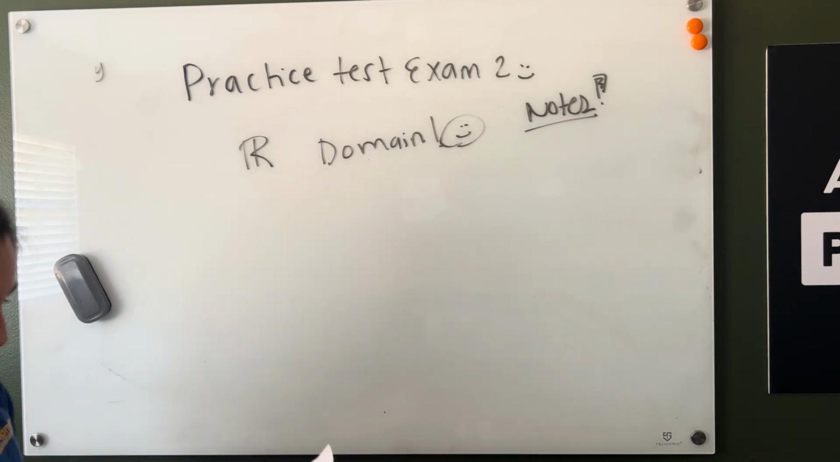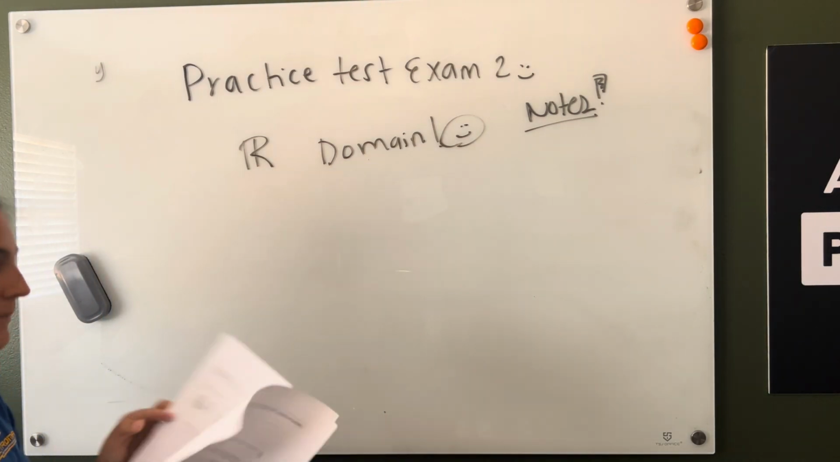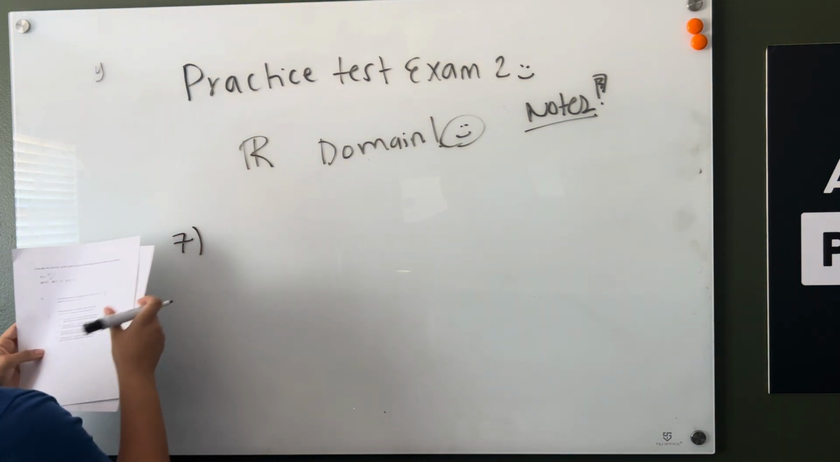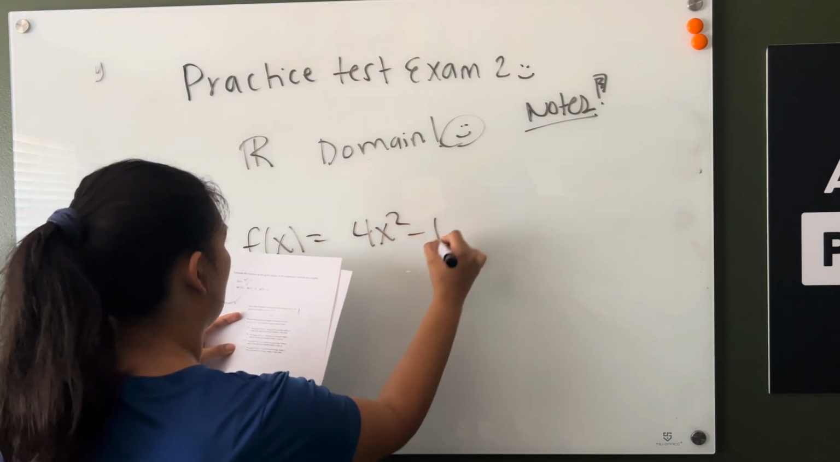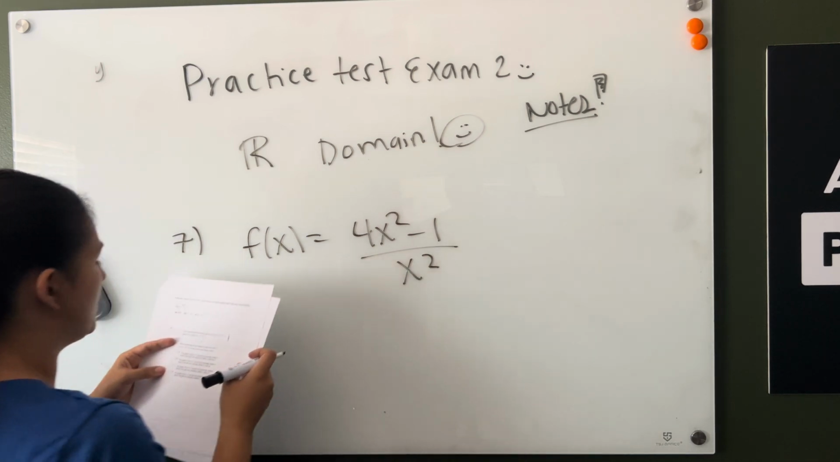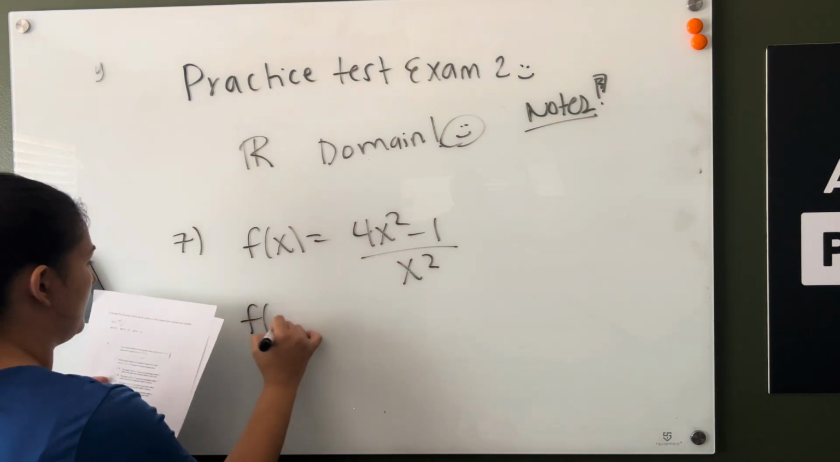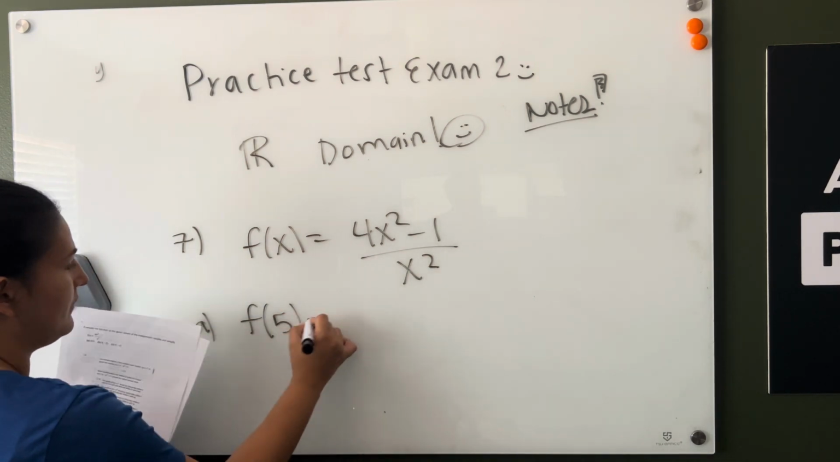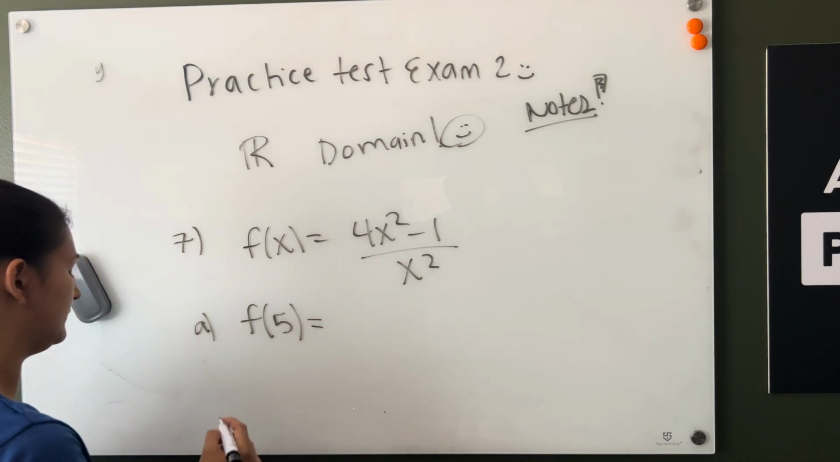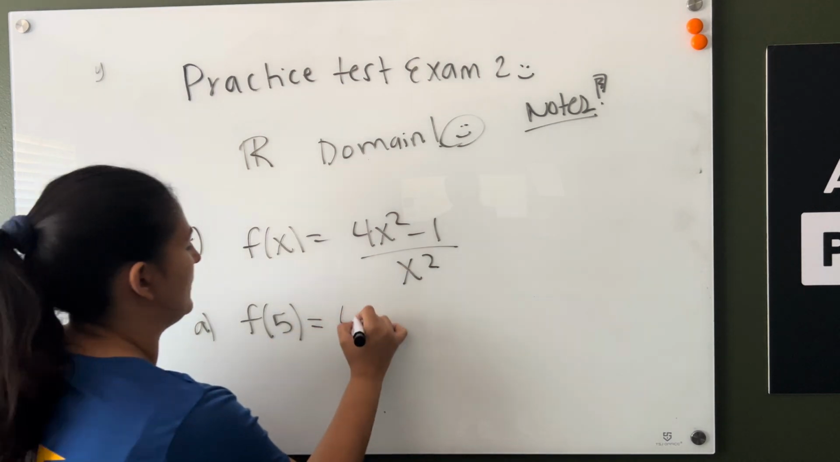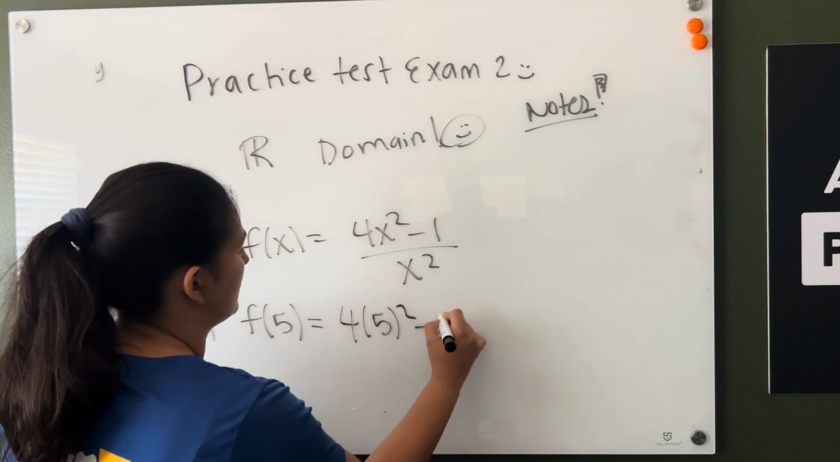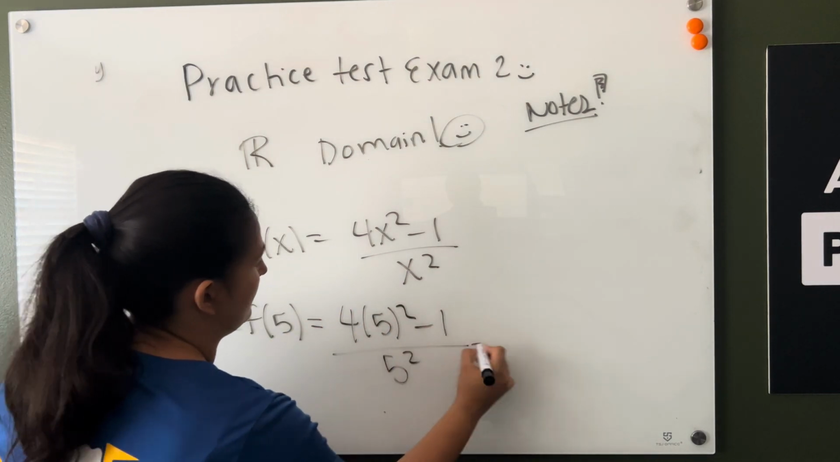Okay, moving on to number 7. All right, so 7, here's your function. And we want to plug in certain values, okay? Piece of cake. For part A, we're going to plug in 5 into the function, right? So I'm going to go ahead and plug in 5 into every x and just solve, right?